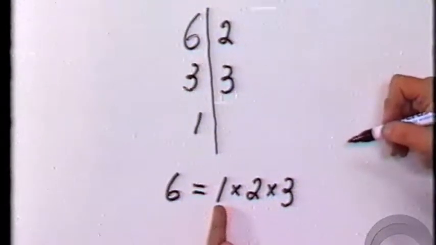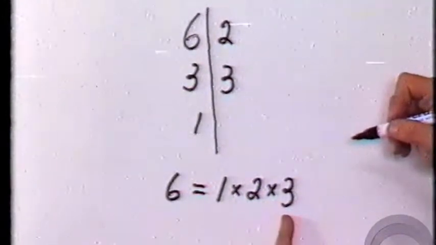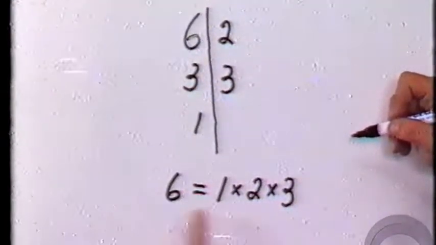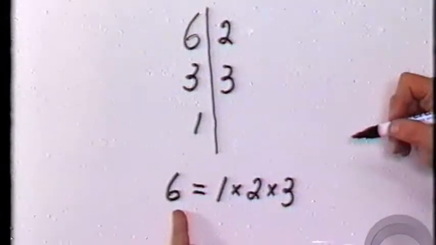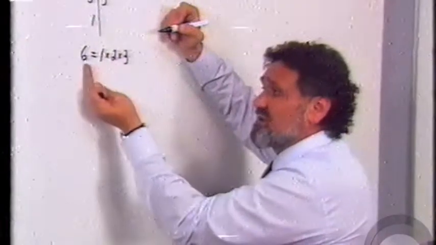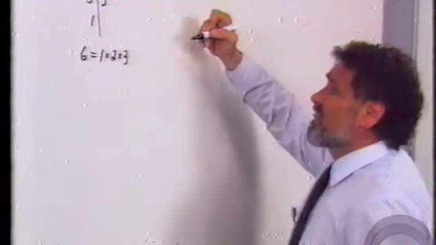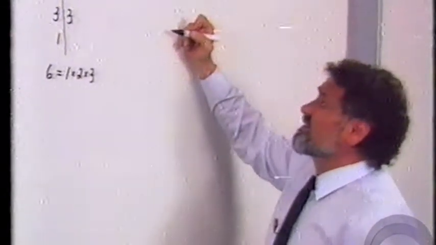All these numbers here are prime numbers, and all these numbers are factors of 6. They divide into 6, and therefore we call them prime factors. This is an example of factorizing a number into a product of prime factors. Let's have a look at another example.